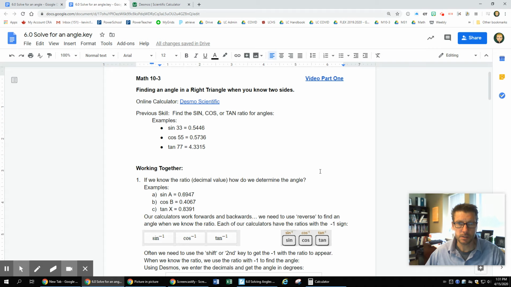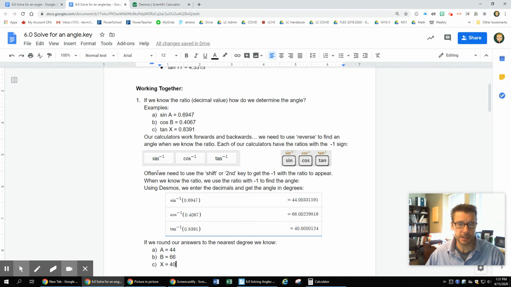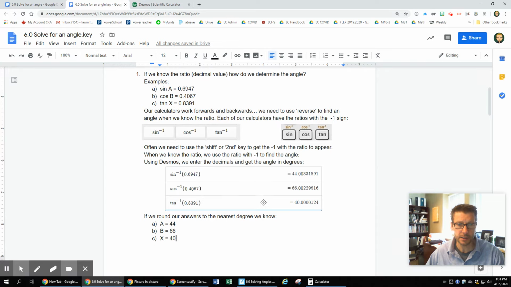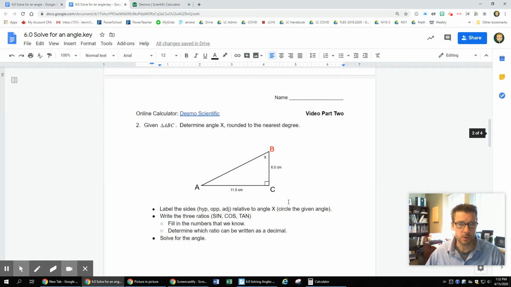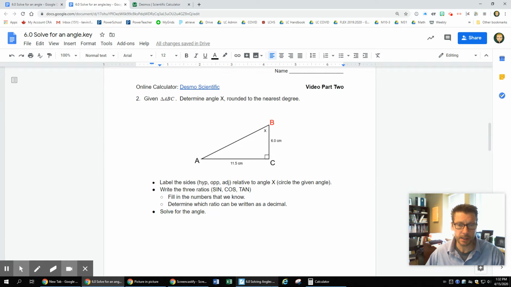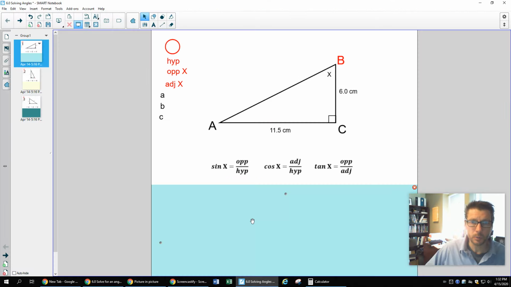Hey everyone, this is the second part of our number 6 solving for an angle, and we're going to use the idea that we can work our calculators backwards with our ratios, sine, cosine, and tangent. So when we know the decimals, we can find angles. So we're going to pop into a sheet here, and we're going to talk about this example where we want to solve for angle x.